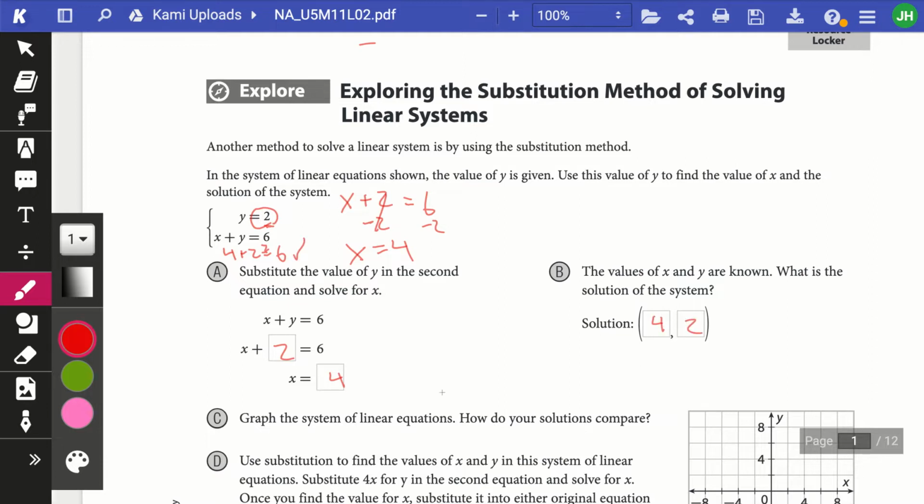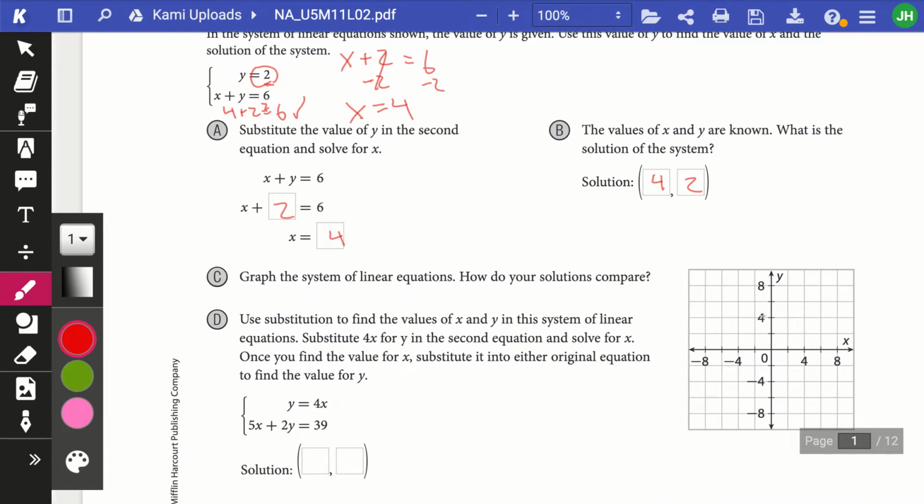Now we could graph these, right? Here's y equals 2, this line here. And then x plus y equals 6: when x is 0, y is 6. When x is 6, y is 0. When x is 2, y is 4. And then it goes like this. That's not straight, but right there is where they cross, and that is 4, 2. So that's the most simple.